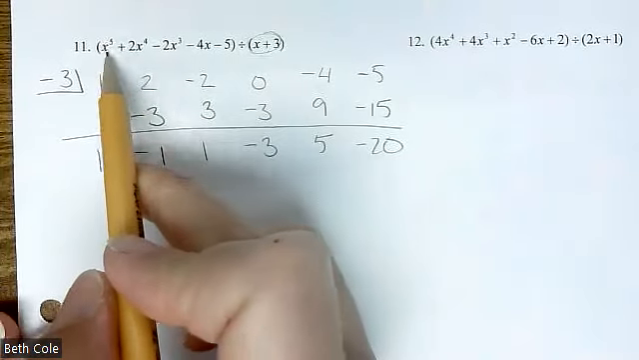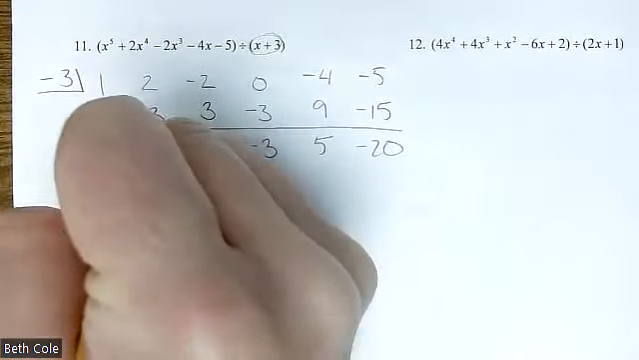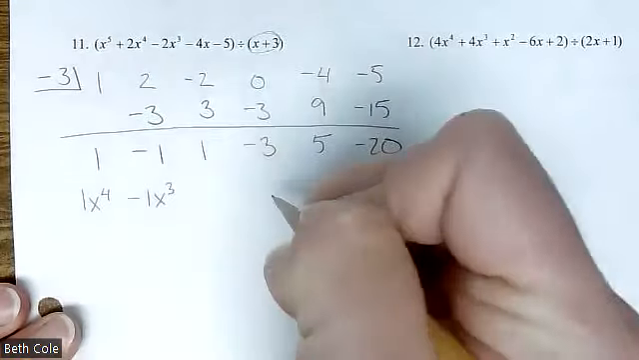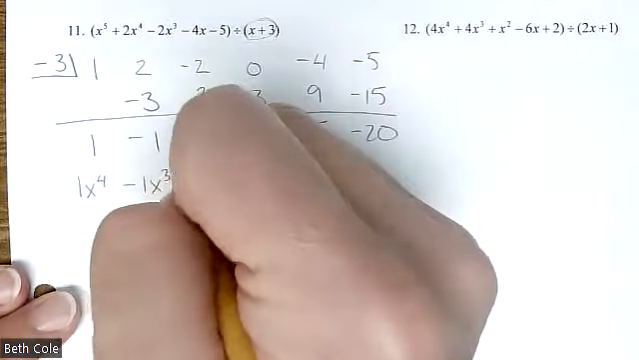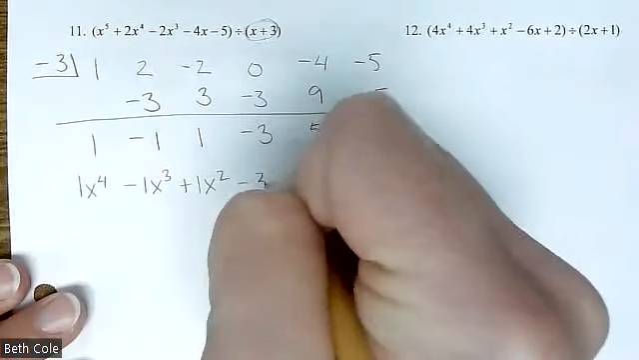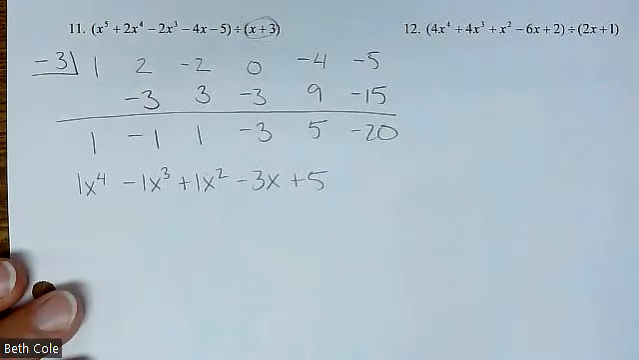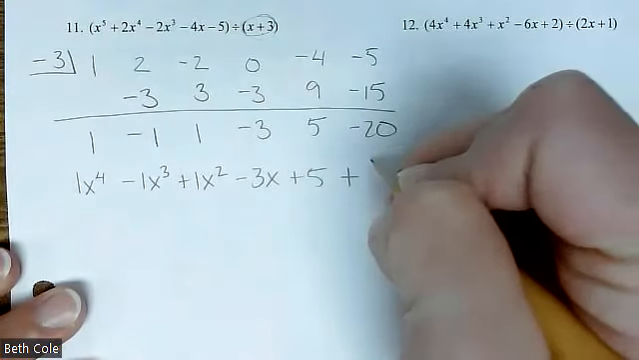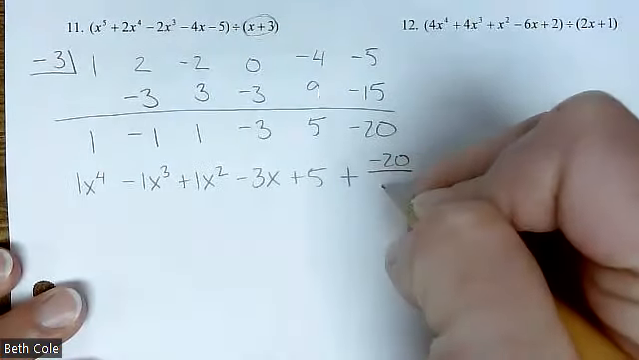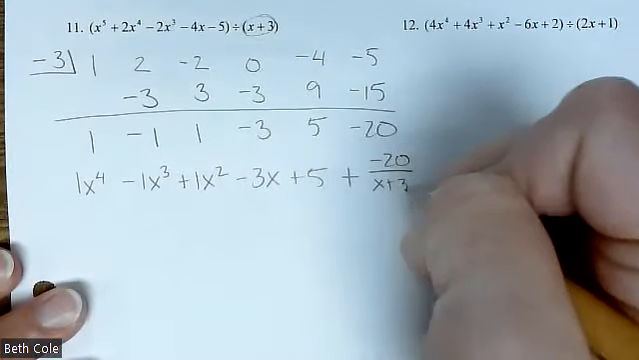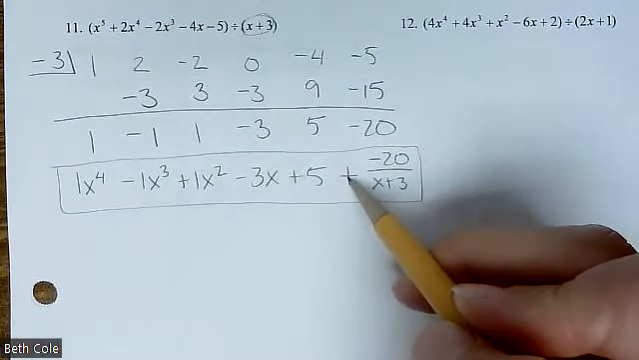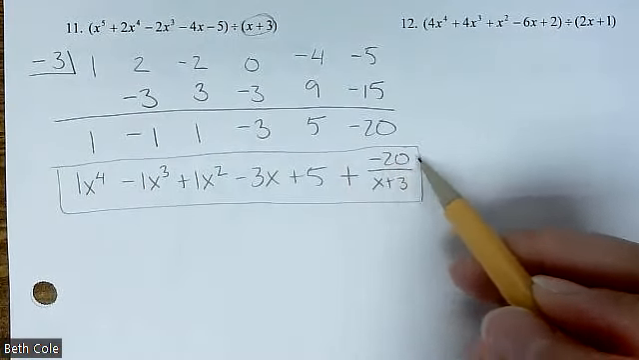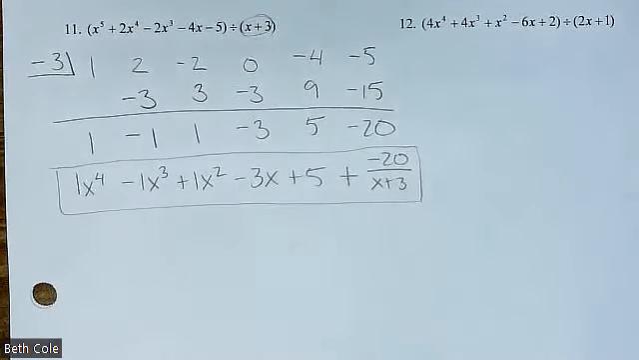Now I'm going to start with x to the 4th. So it's 1x to the 4th minus 1x to the 3rd. And you don't need these ones there. I'm just putting them to show you where it's all going. All right. Plus 1x squared minus 3x plus 5. Good. Plus, and then it's -20 over x plus 3. I have found over the years that if you just always make this a plus, it doesn't end up confusing people. Just always put a plus and then whatever number over your divisor.